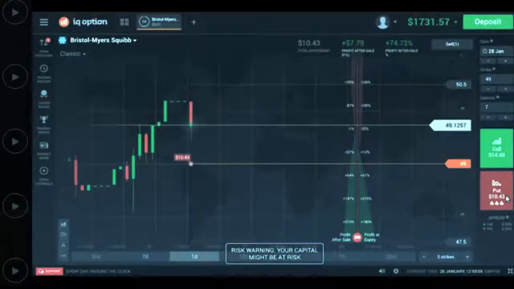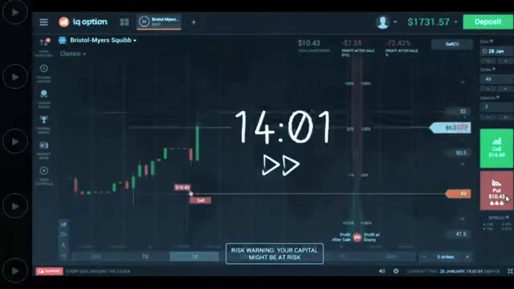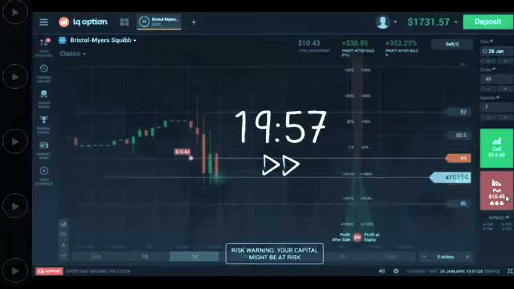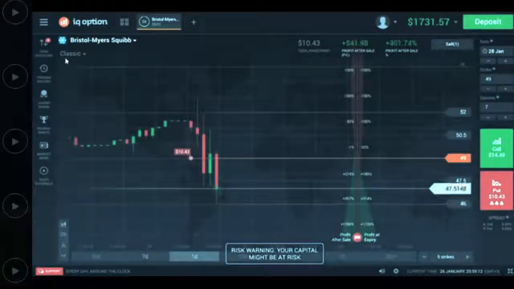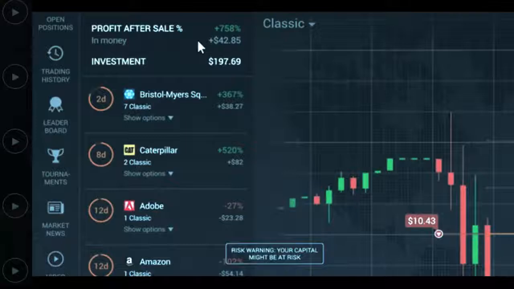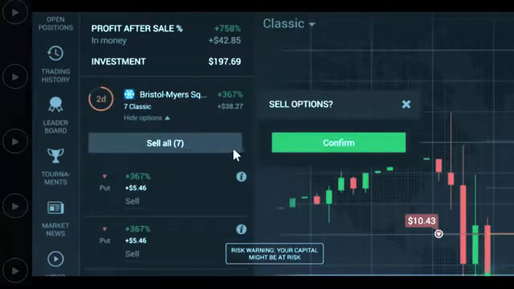Classic options are not short-term trades. You can watch your positions on the panel of open positions on the left. Track the market situation so you can sell your options at a good price without waiting for the expiration time.